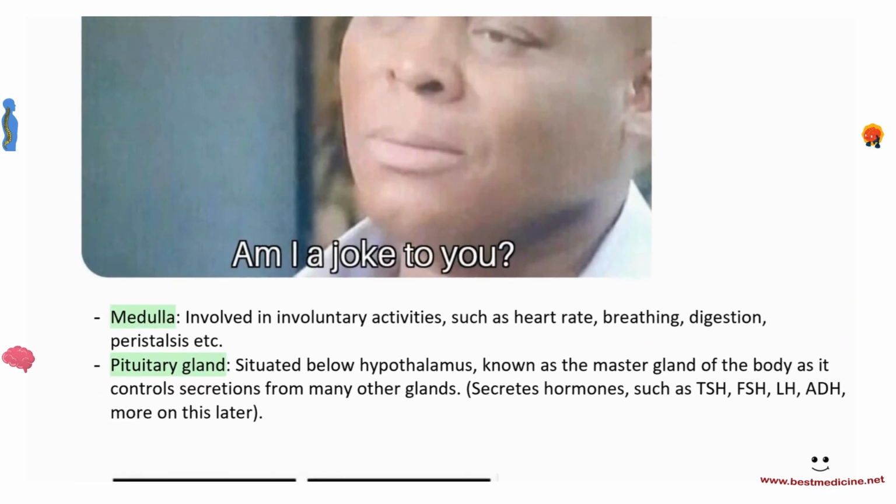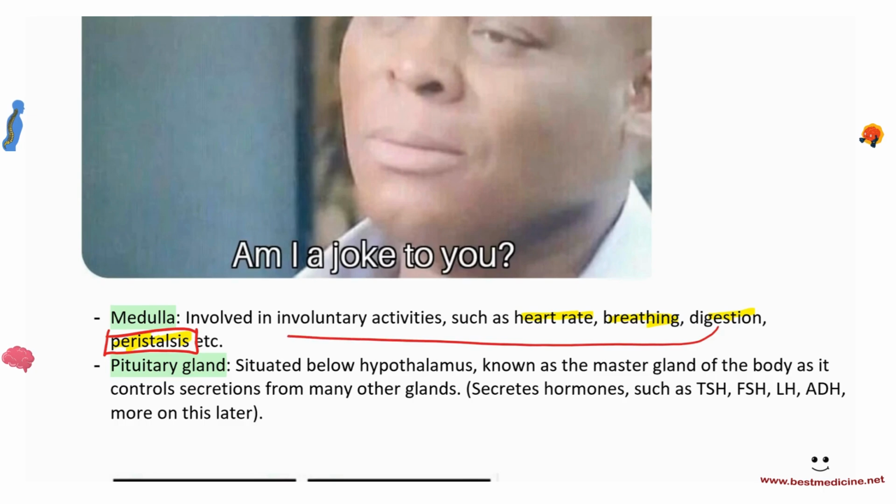Medulla. Medulla is involved in involuntary activities such as the heart rate, the breathing, digestion, and peristalsis. Remember, peristalsis is the movement of gastrointestinal muscles to process food along. So medulla, of course, will be involved in digestion and its involuntary movements with muscles.